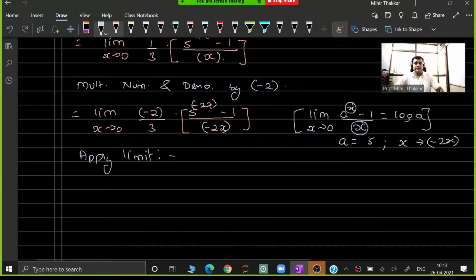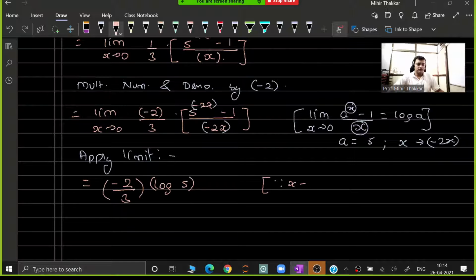So I can now just say over here apply limit, and when you guys apply limit, it's very easy to say that minus 2 by 3 is the coefficient, so it will not get affected at all. But yes, when you are applying the formula, the second element will become log of a, which in this case is log of 5. And I will write a small reason over here. X tends to 0, x is not equal to 0. And it's always better to write this formula along with the reason, so it's understood which formula you guys are applying.